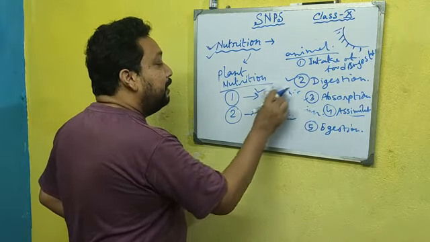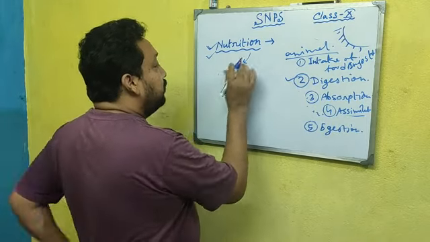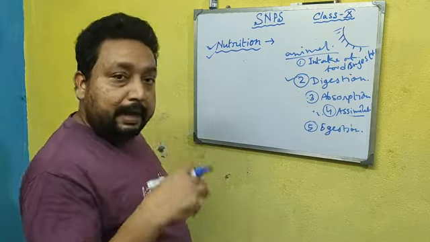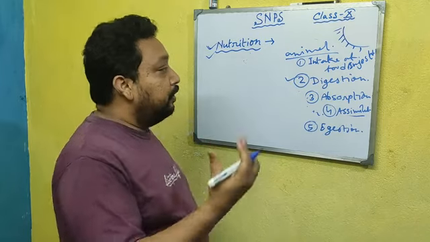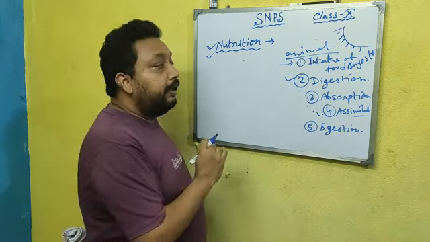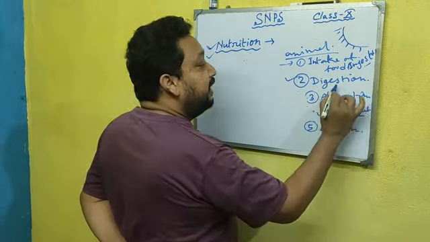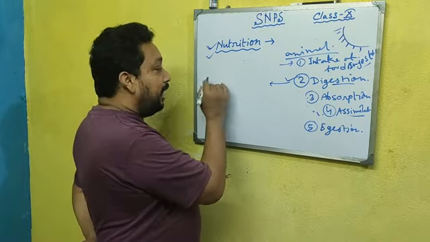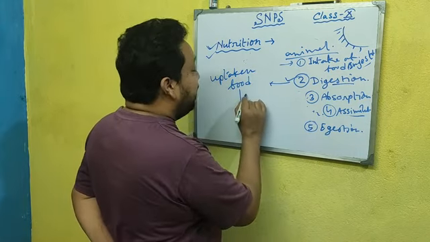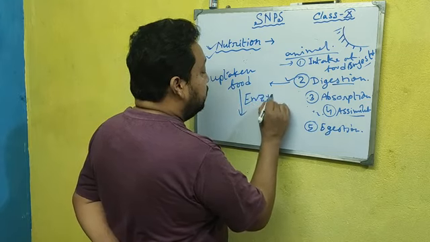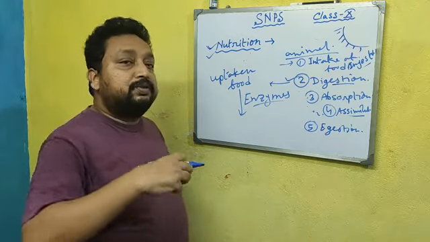And in the case of animal nutrition, the first step is intake of food, which means animals take food from plants or other animals. That process is known as intake of food or uptake of food, that is known as ingestion. The second step is digestion. Digestion means the uptaken food is digested by the activity of different kinds of enzymes and produces the desired material which they can absorb.